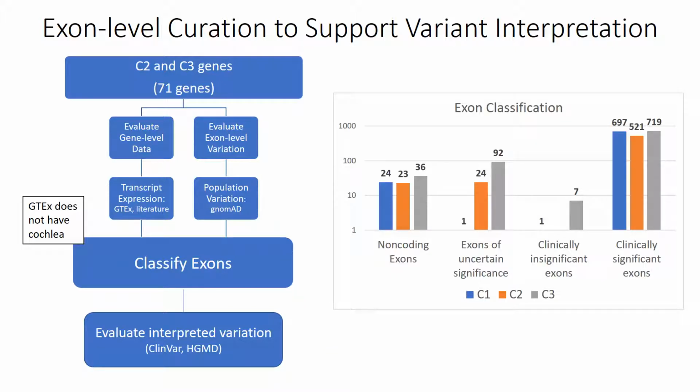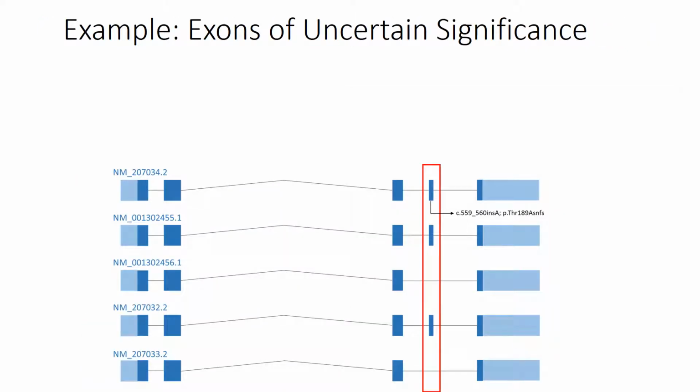These are the classification results here in the bar graph on the right. As you can see, each category harbored exons of uncertain significance, with C3 harboring the most. However, only C1 and C3 transcripts had clinically insignificant exons. I want to detail an example of how we classified exons as uncertain significance now.